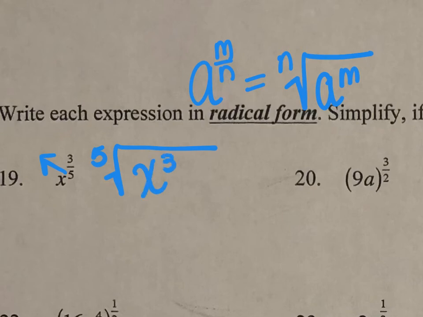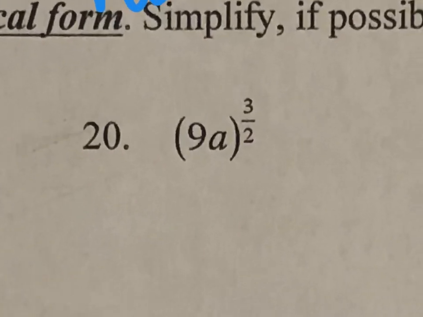We cannot simplify this. And the easiest way to look at this is, okay, can I take 5 out of 3? You cannot. So you cannot remove anything from under the square root. Let's look at the next one.